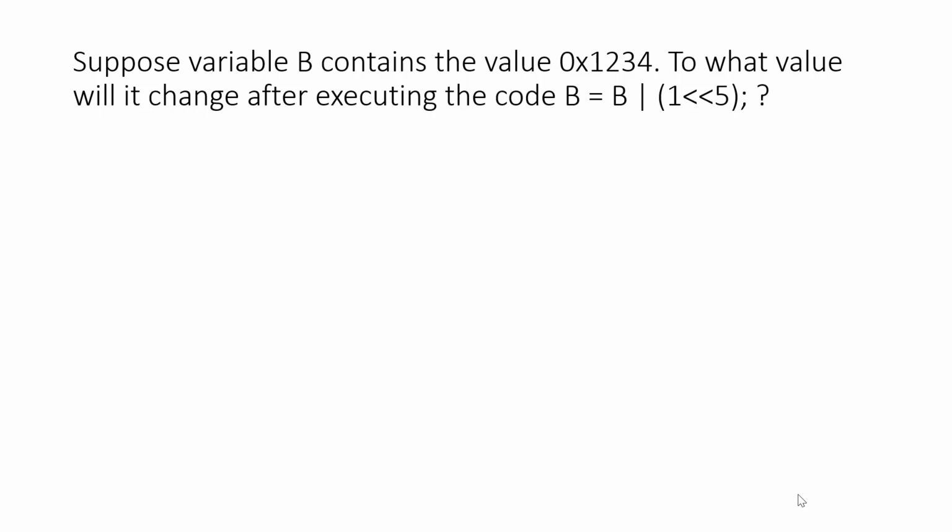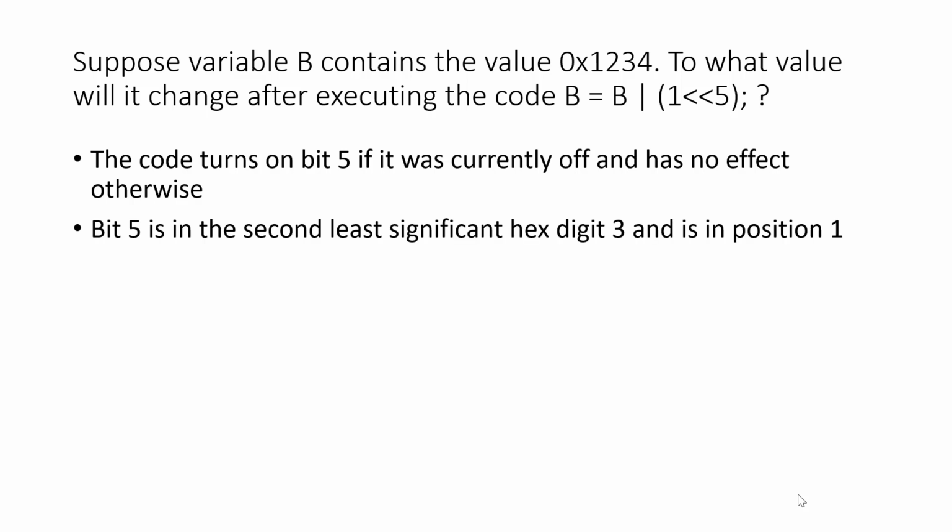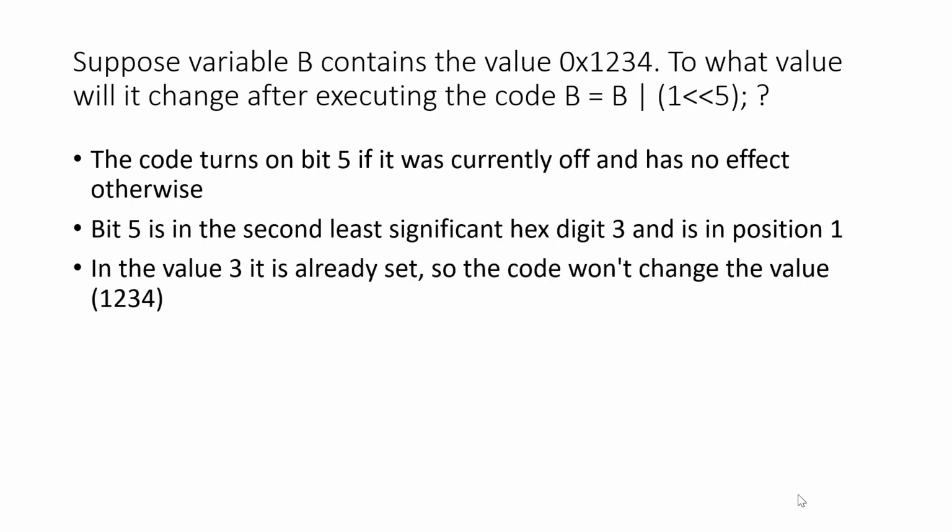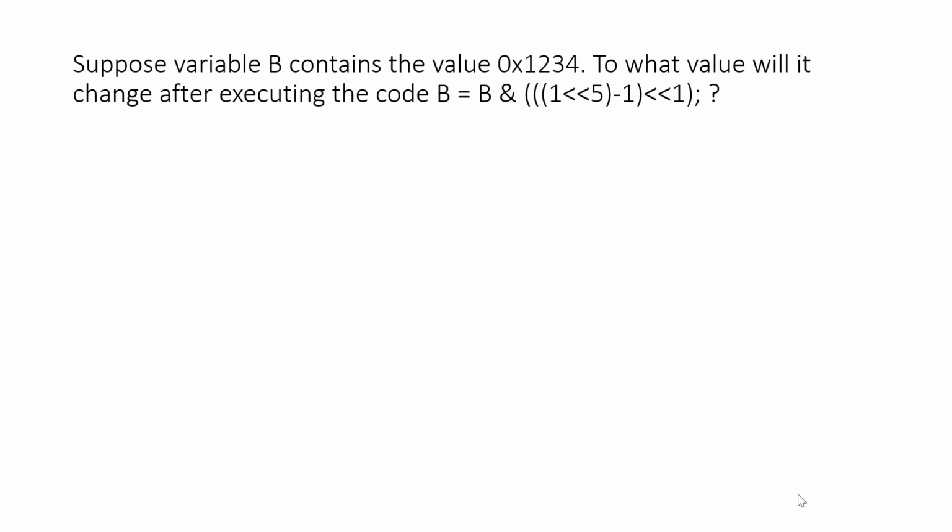So if you look at that value, the second hex digit from the right is 3, and bit 2 is already set in 3, right? Because 3 is 0011, right? So I don't believe it changes that. Yeah, it doesn't change it, right? Suppose variable B contains the value 1234. To what value will it change after executing the code?